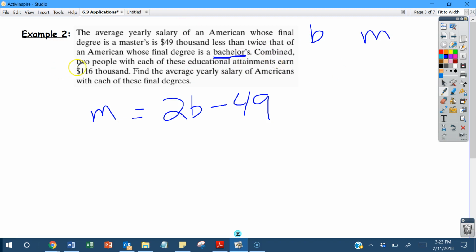This says combined, the two people with each of these educational attainments earn $116,000. So combined, the bachelor's salary and the master's salary are equal to $116,000. Combining them would be very similar to adding them. In fact, we can just say that B plus M is equal to 116, and we know that's in $1,000. We'll write that at the end. So if I add these two things together, I get this.